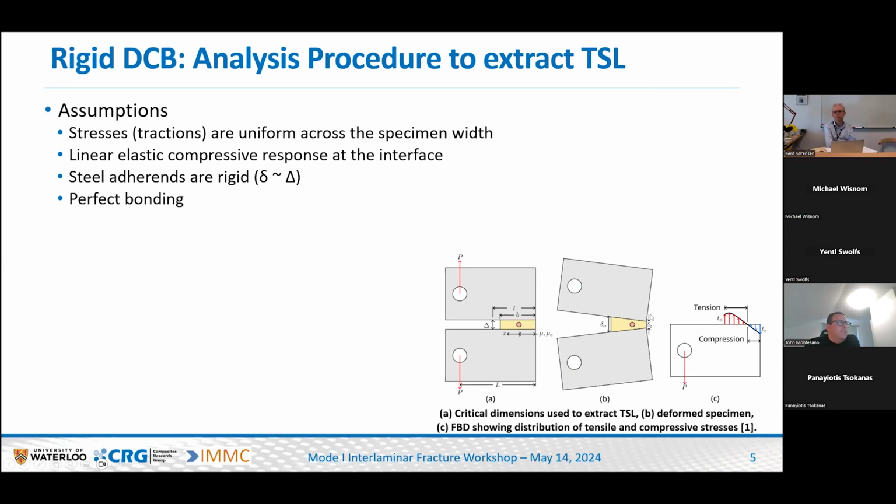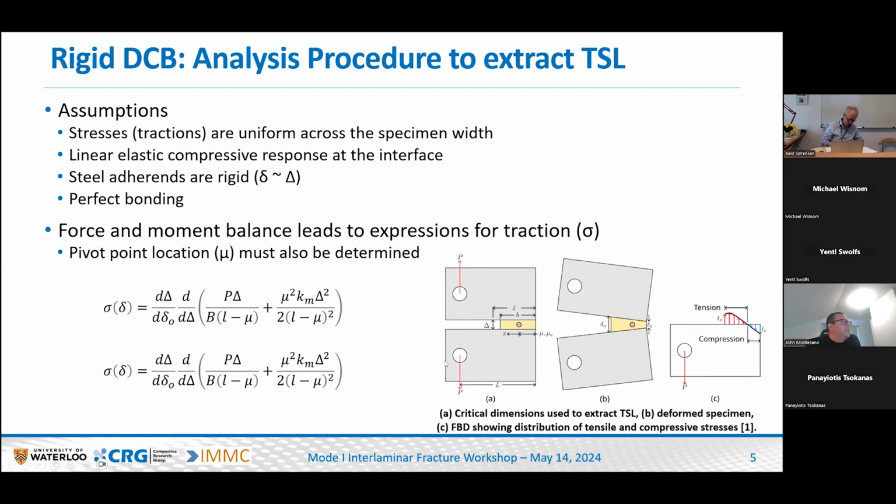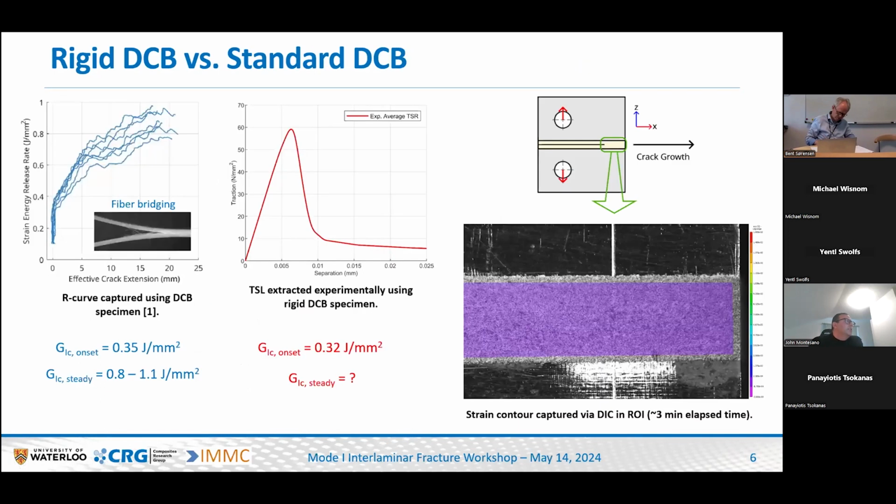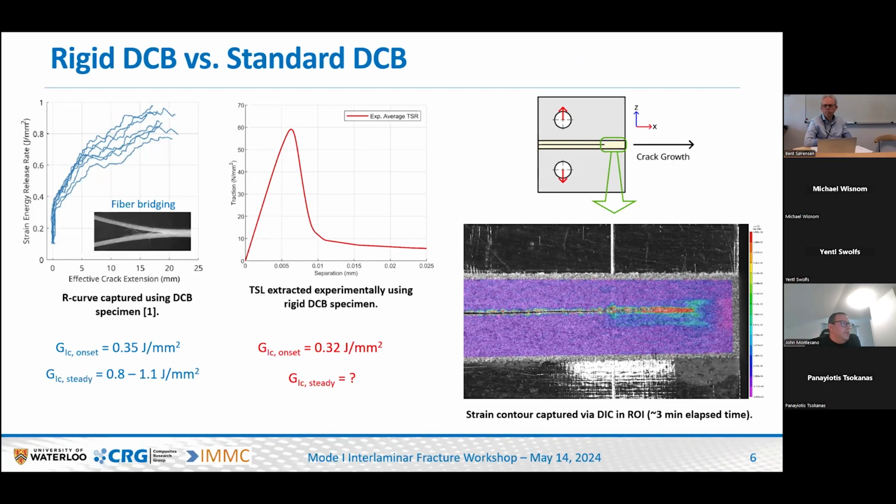This does simplify the geometry, and it allows us to correlate some of these key parameters like the location of the hinge point, which would in fact move and shift during the test. So we have expressions here that are derived based on a force and moment balance. We can calculate our traction and our hinge point location by solving these two equations. And that allows us to develop our traction separation laws, which we see here for this particular specimen. And I just have a video here where you can see the stable crack propagation using digital image correlation.